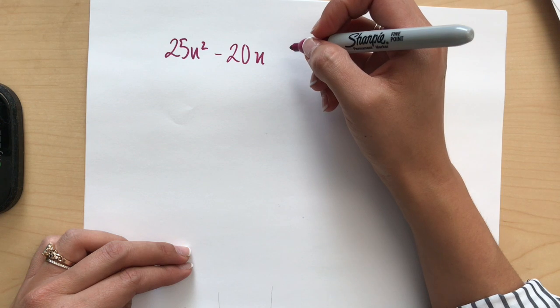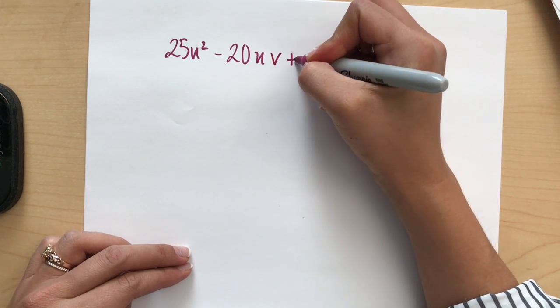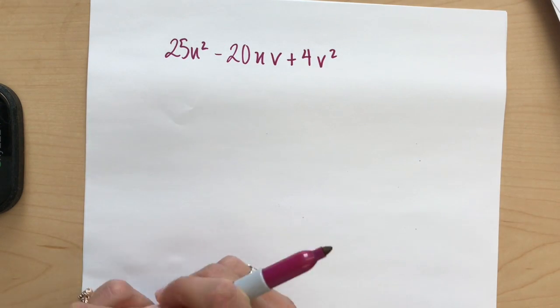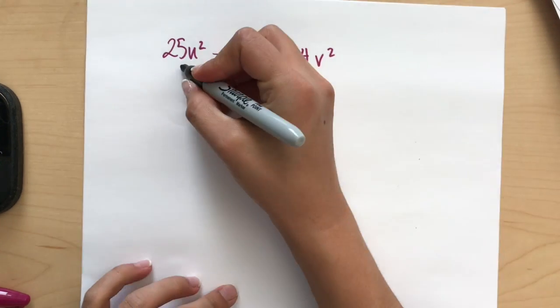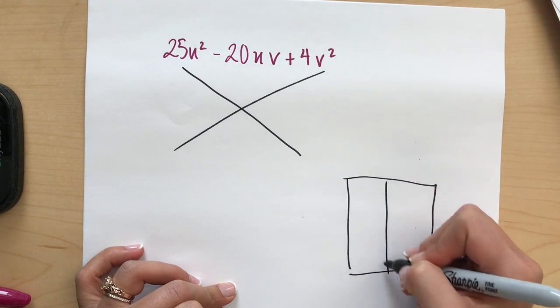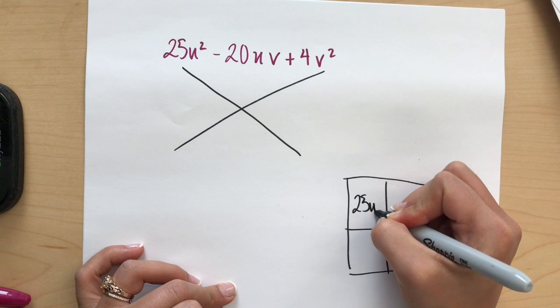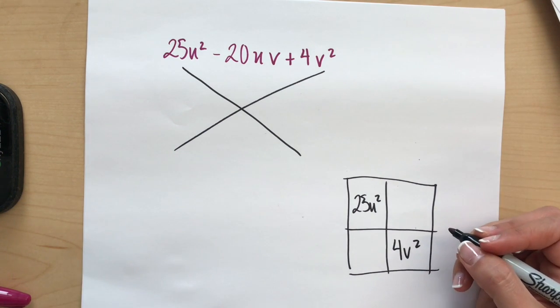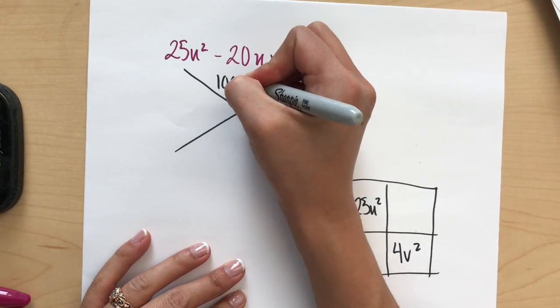Okay, so this is obviously going to be complicated because I have a that is not 1, so it's going to be minus 20uv and then plus 4v squared. Okay, so I'm going to first make this big X, and then I'm going to make my box. In the top left corner, I'm going to put my first term, and in the bottom right corner, my last term, so 25u squared and then 4v squared.